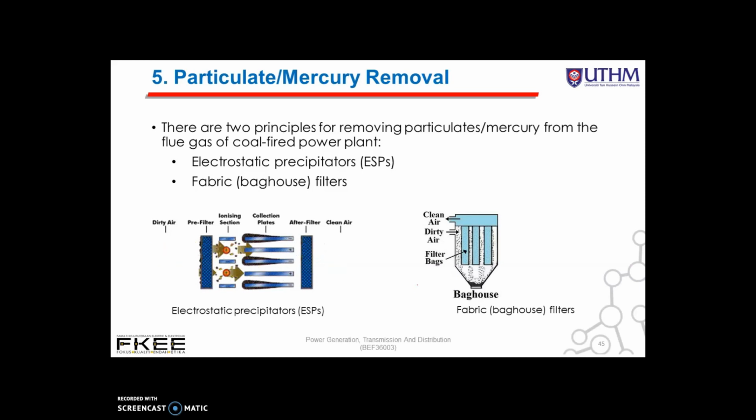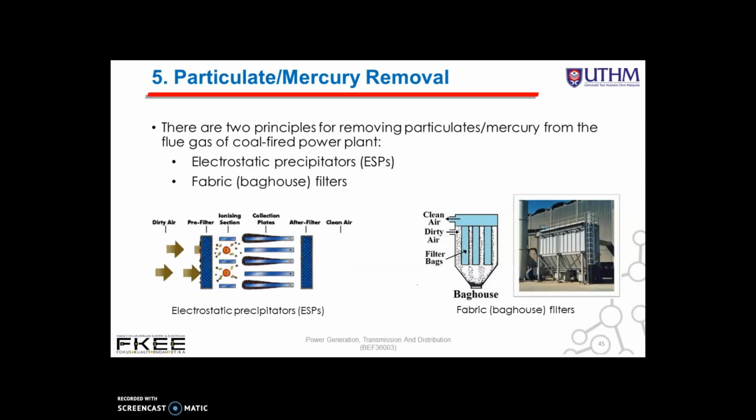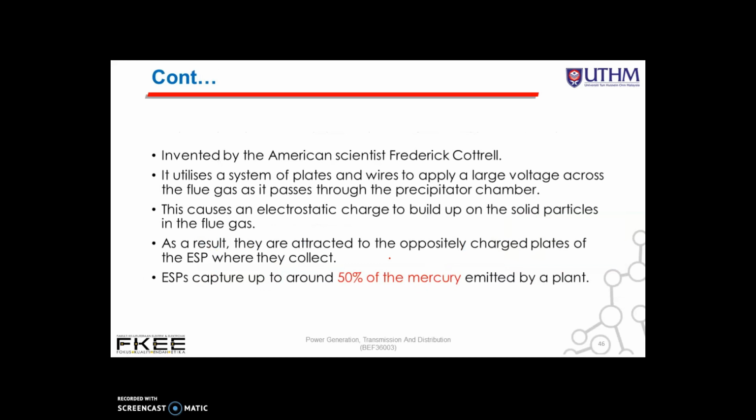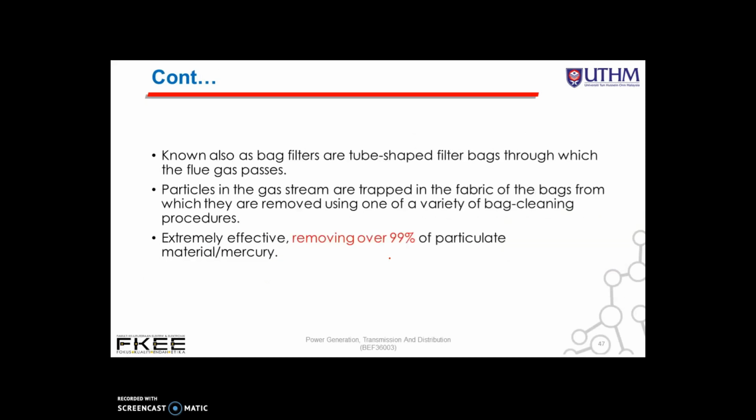And then the second method is by using the fabric baghouse filters. This method is also known as bag filters. It uses tube-shaped filter bags through which the flue gas passes. Particles in the gas streams are trapped in the fabric of the bags, from which they are removed using one of a variety of bag cleaning procedures, and it is extremely effective, removing over 99% of the particulate material or the mercury. This is the explanation. You can read.